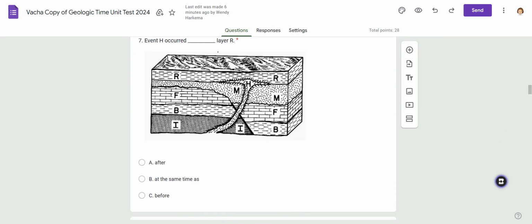Number 7, event H occurred blank than layer R. A, after, B, at the same time as, C, before.